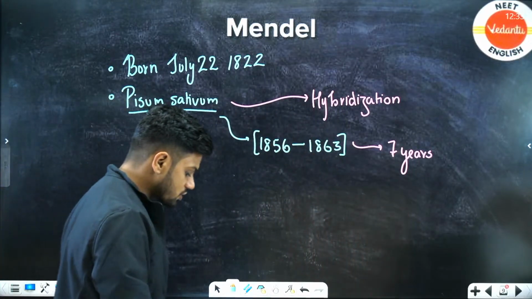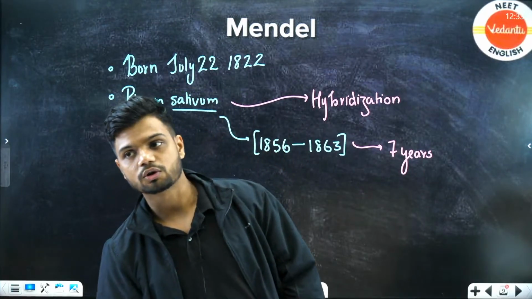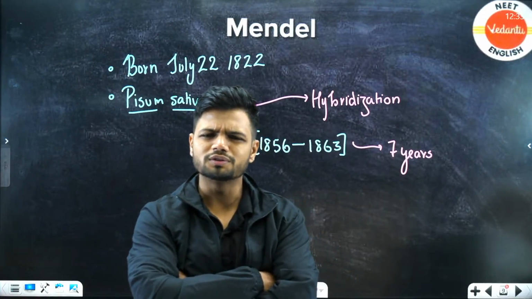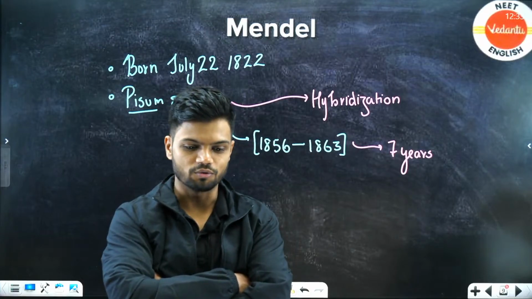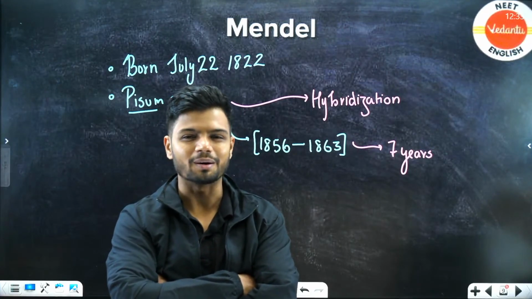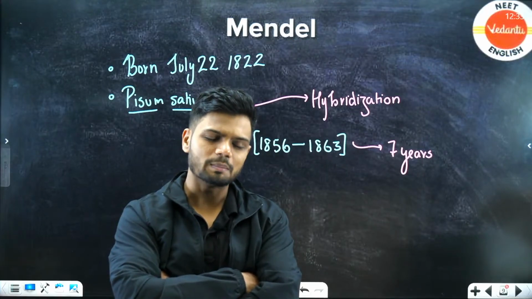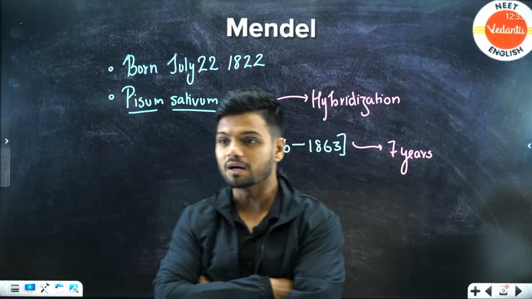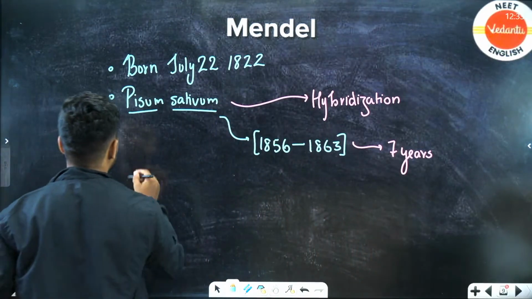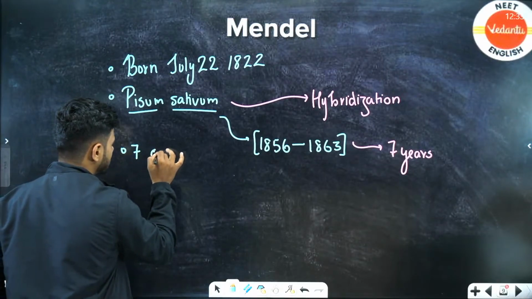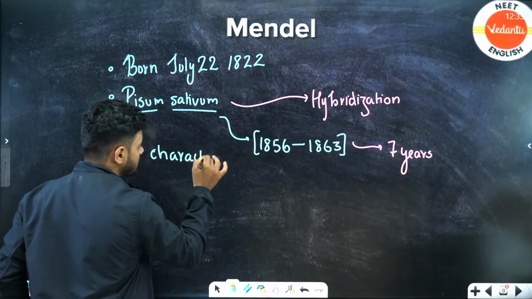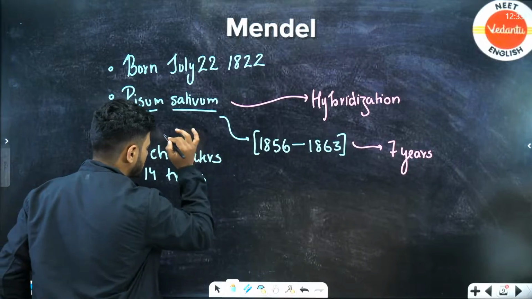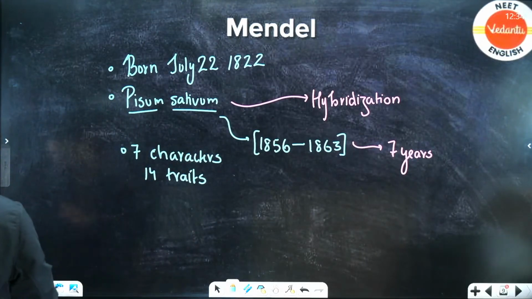Okay, now the next question arises. He took a pea plant. What do you think he found in the pea plant? In the pea plant, he had to observe something, right? So, he observed 7 different characters and 14 different traits. 7 characters and 14 traits.